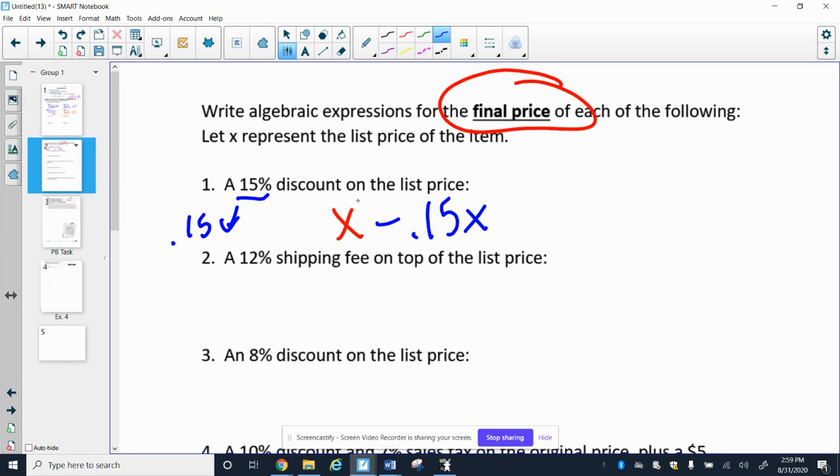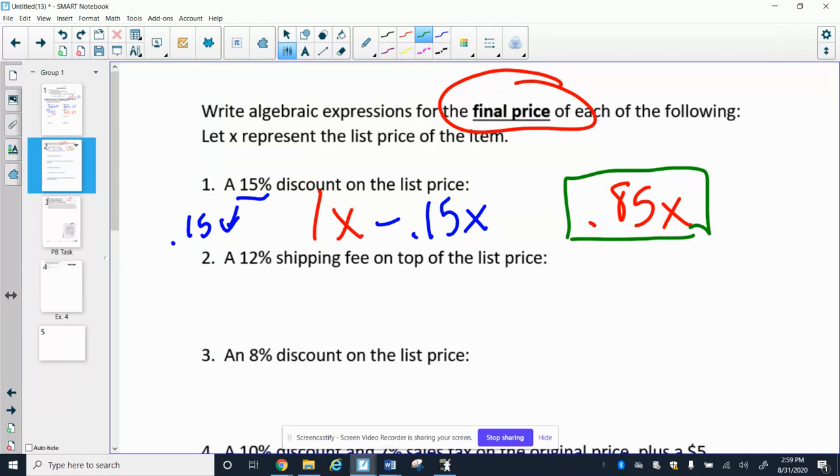Okay, now guys, this isn't fully simplified. Hopefully we're seeing that. These are like terms, X and negative 0.15X. Okay, so this is really saying 1X, right? That's really the number in front. So if we were going to combine these like terms, we would just do 1 minus 0.15. Well, that would make 0.85X. So that would be our simplified expression, 0.85X.